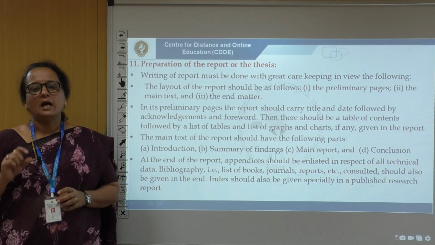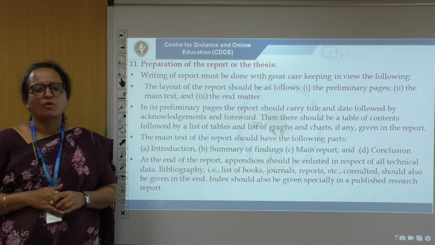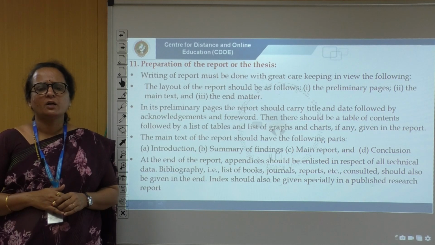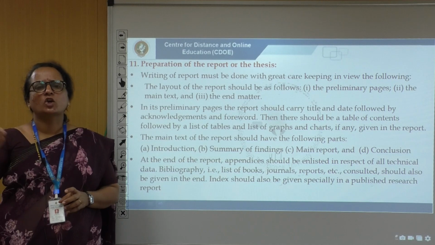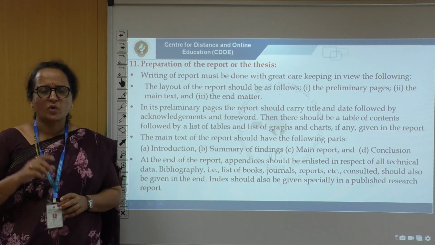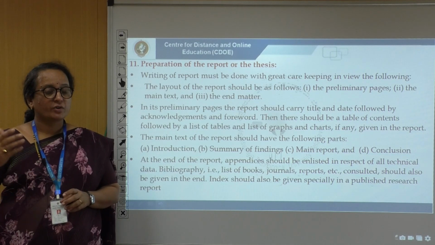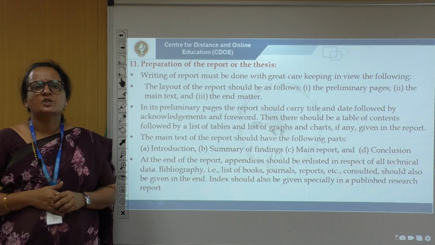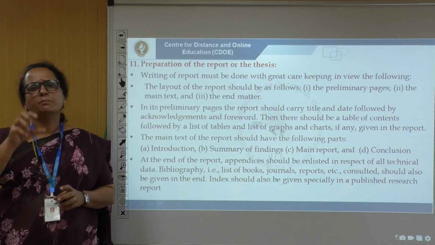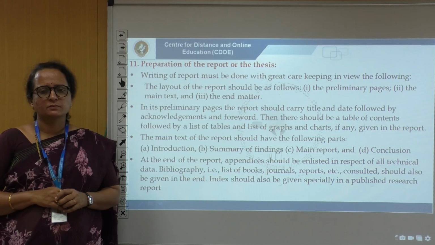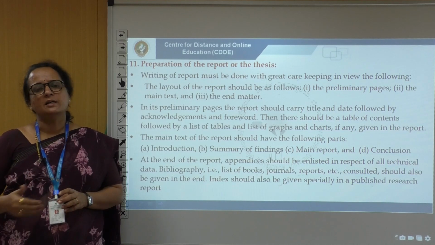And the end matter. At the end of the report, appendices should be listed in respect of all technical data. Appendices could be, say, if you have collected some secondary data like the annual report of the company, or if you have taken some pictures or photographs of the company, or any financial statements, balance sheet or profit and loss account, all those things can be put in the appendices. The data which you cannot show directly in the main part of the report can be put as an appendix.